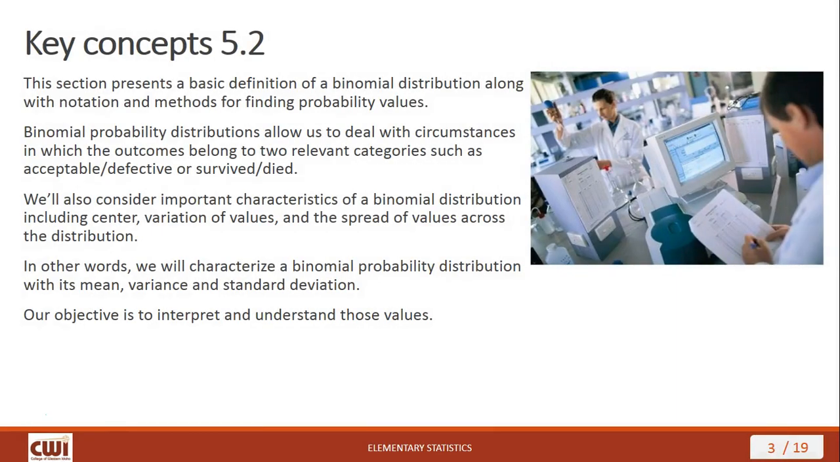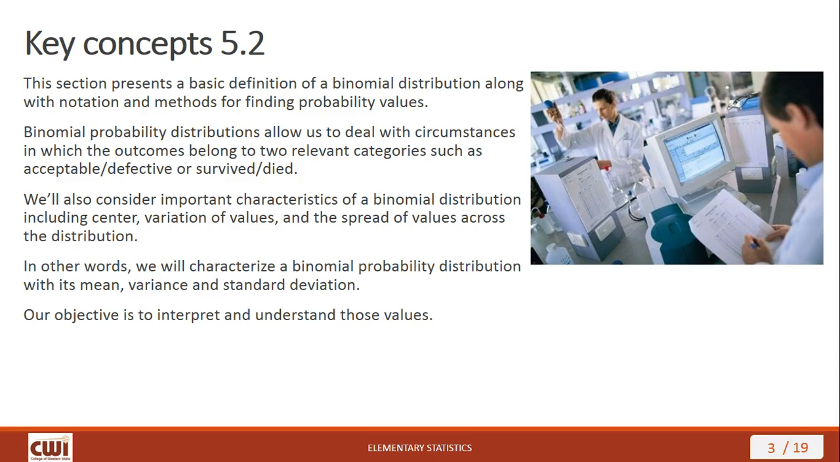So now at this point, we're going to be describing particular probability distributions. From the last lecture, we described probability distributions in general, and now we're going to get into describing specific types of probability distributions, starting with the binomial probability distribution. So the lecture for this section presents a basic definition of a binomial distribution, along with notation and methods for finding probability values.